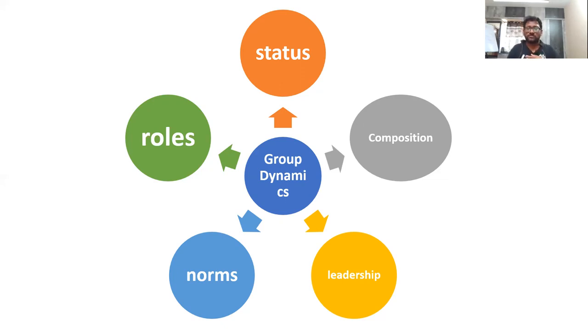So this is how group dynamics helps. Group dynamics contain composition, status, roles, norms, leadership, cohesiveness, togetherness and willingness. These are all composed of group dynamics.